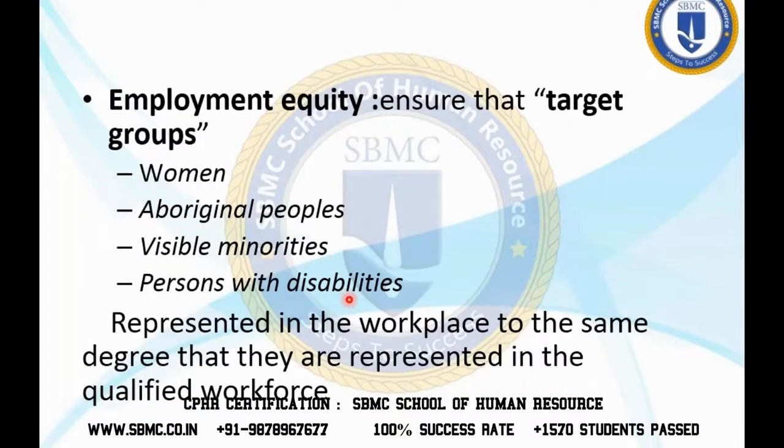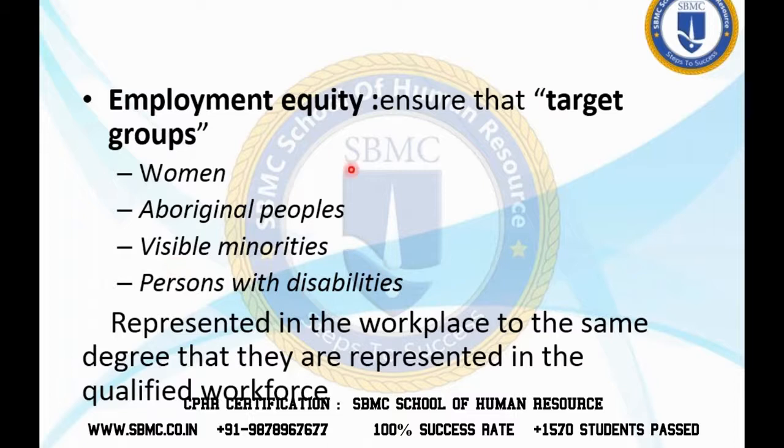So employment equity means ensuring the target groups. These are the four target groups, as defined by the Canadian Human Resource, and you have to remember them. First is women. Second is Aboriginal people, who may be people not originating from the same country. Then visible minorities, and persons with disabilities.